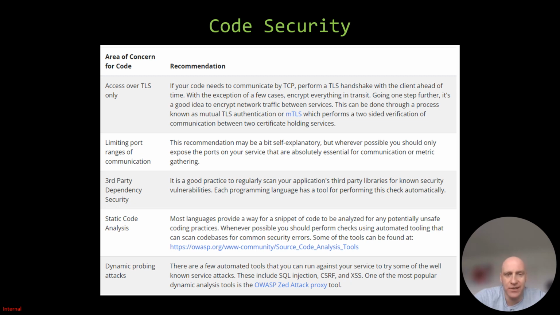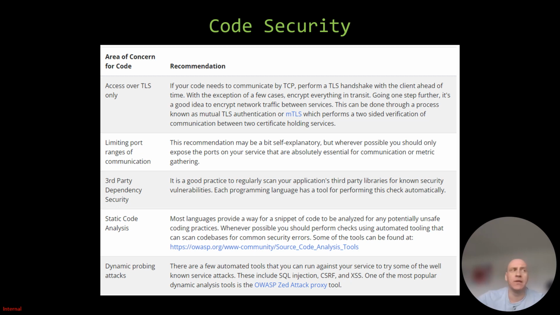Going one step further, it's a good idea to encrypt network traffic between the services. So this can be done with a process such as, as I mentioned earlier, mutual TLS or mTLS, which can essentially perform a two-sided verification of communication between two certificate-holding services. So that's very important when you're building the pod-to-pod communication network and how we can encrypt. So using something like mutual TLS, and obviously you now have tools which allow you to do that.